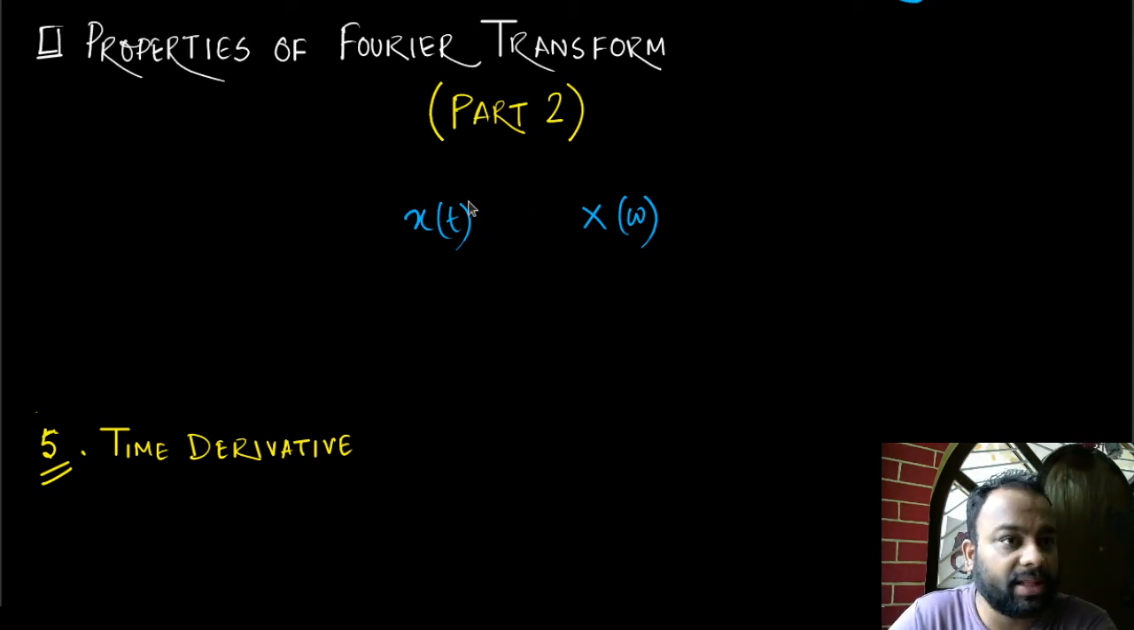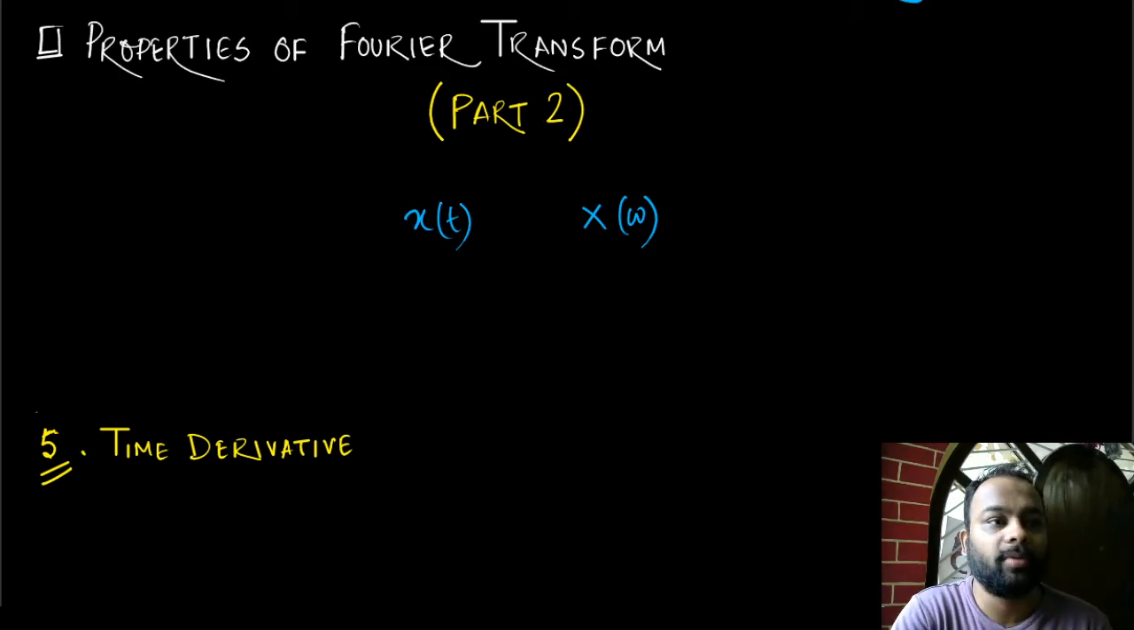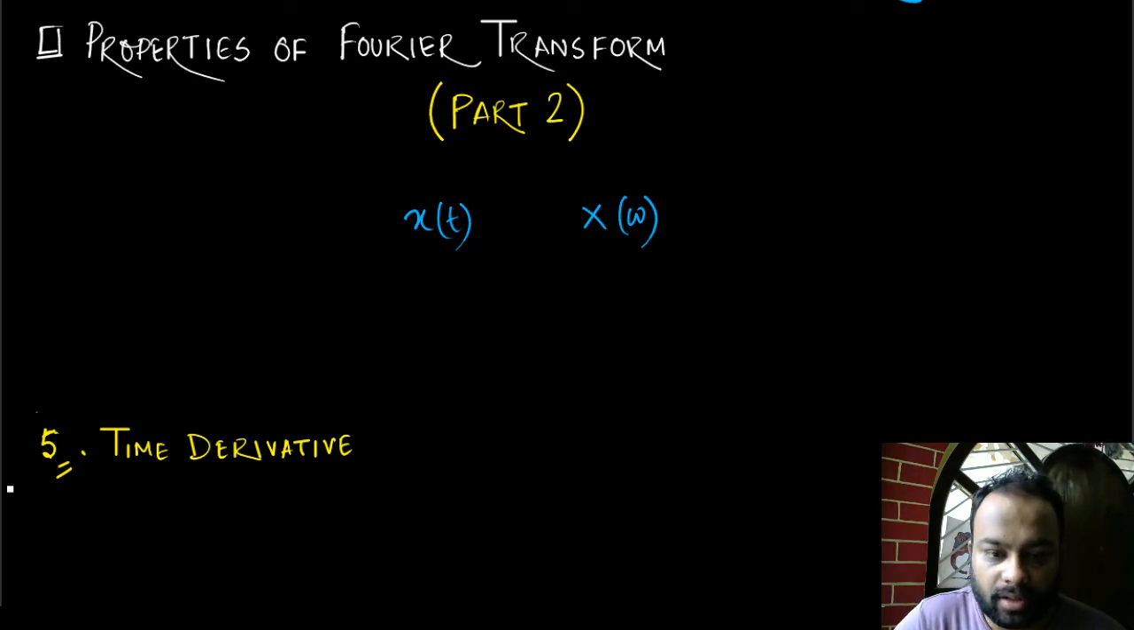Okay, let me see the previous notes. Frequency shifting, frequency and time scaling. Oh, yeah. I completely forgot about linearity, right? Yes, linearity is the first and foremost property of Fourier transform. That will be property 6, right? All right.